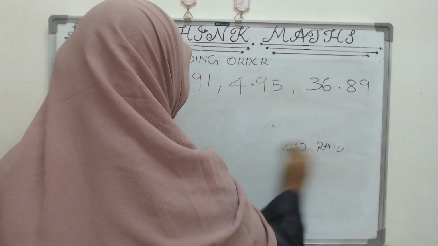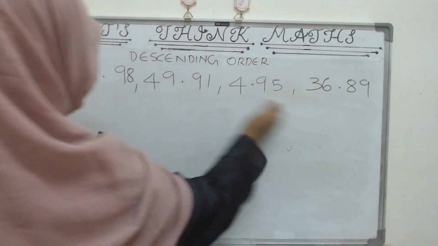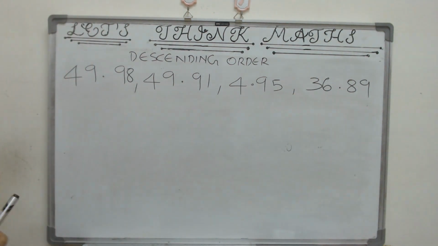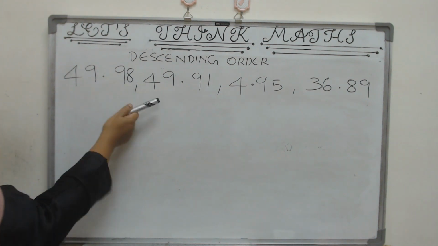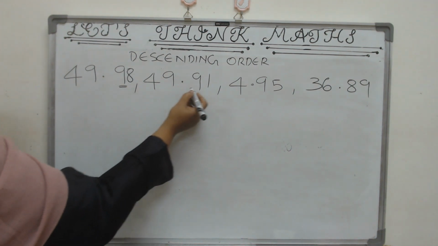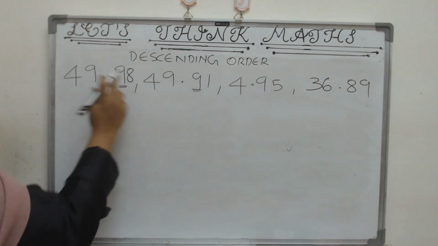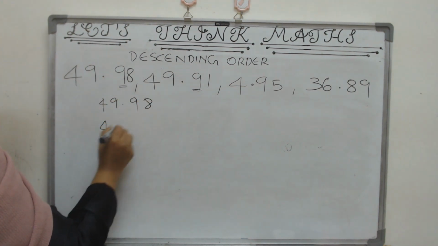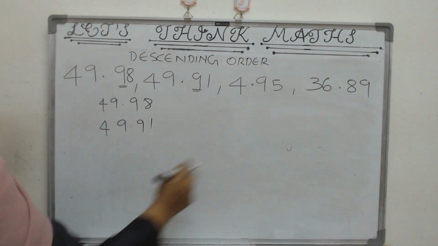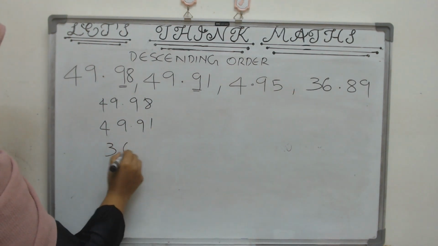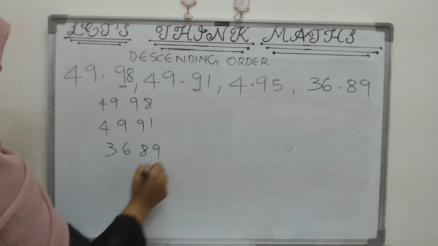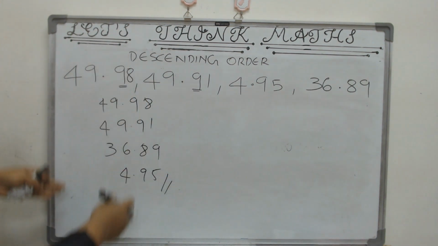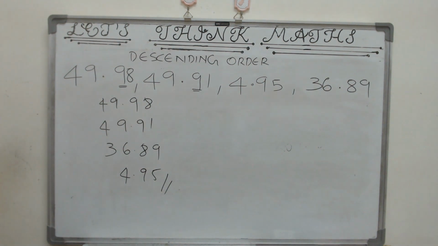So we start from the largest number. What numbers do we have? 49 point something, 4 point something, 36 point something. We start with the 49. So look at the 10th part. The 10th part is also equal. So go to the 100th part. There. This is the biggest one. And then comes this number. Then comes 36. And last comes this. So this is how you arrange them in descending order.